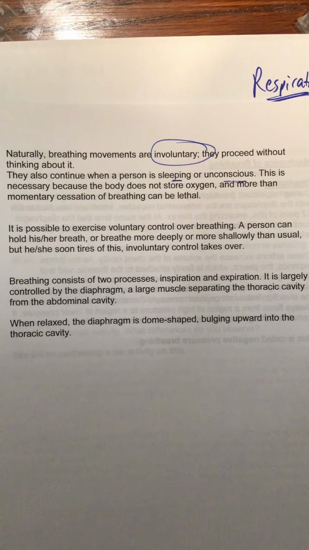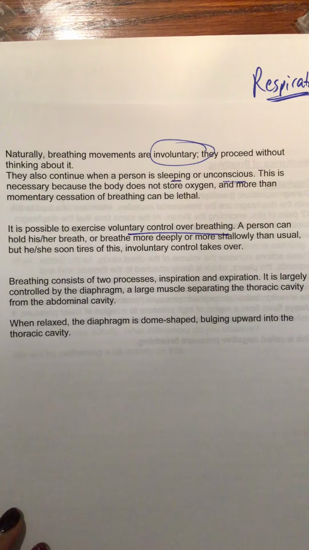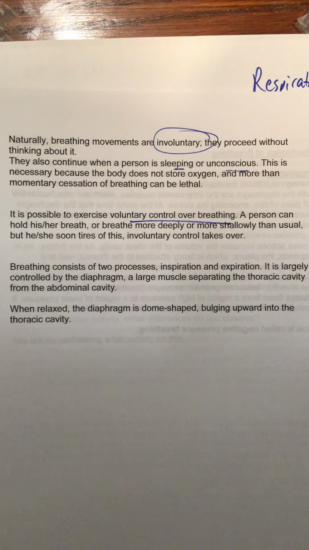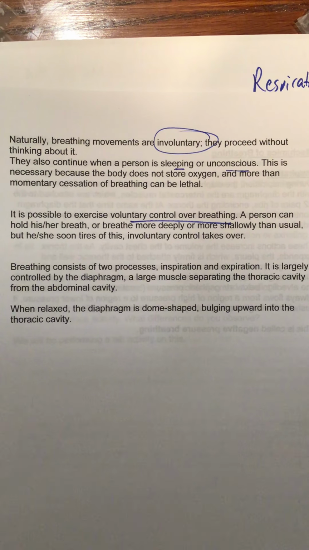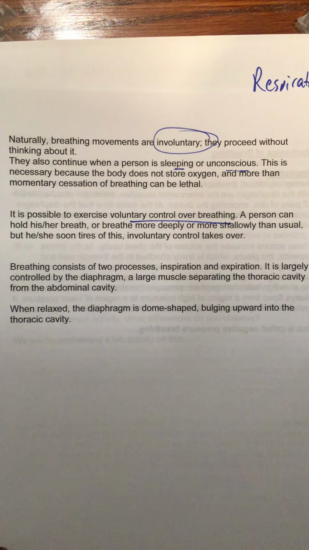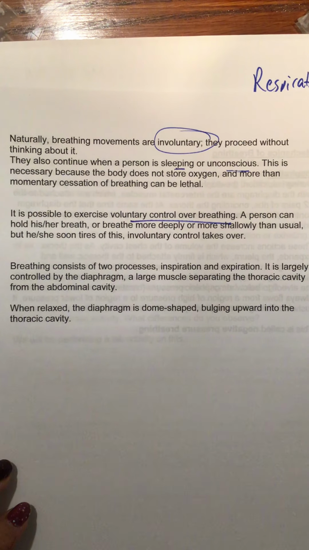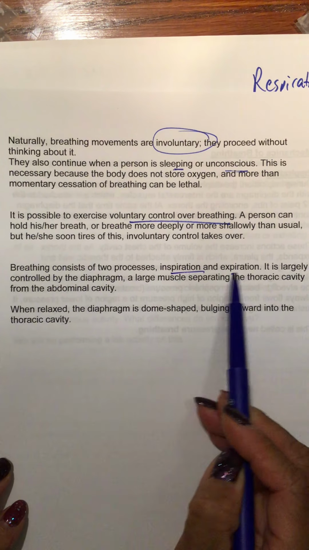It is possible to exercise voluntary control over breathing. As a matter of fact, we can control our blood pressure and our respiratory rate by breathing. We can slow it down, we can hold it, we can speed up our breathing. We can breathe deeply, we can breathe shallow, but involuntary control will take over because we can't control the breathing all the time. It consists of two processes, inspiration and expiration.